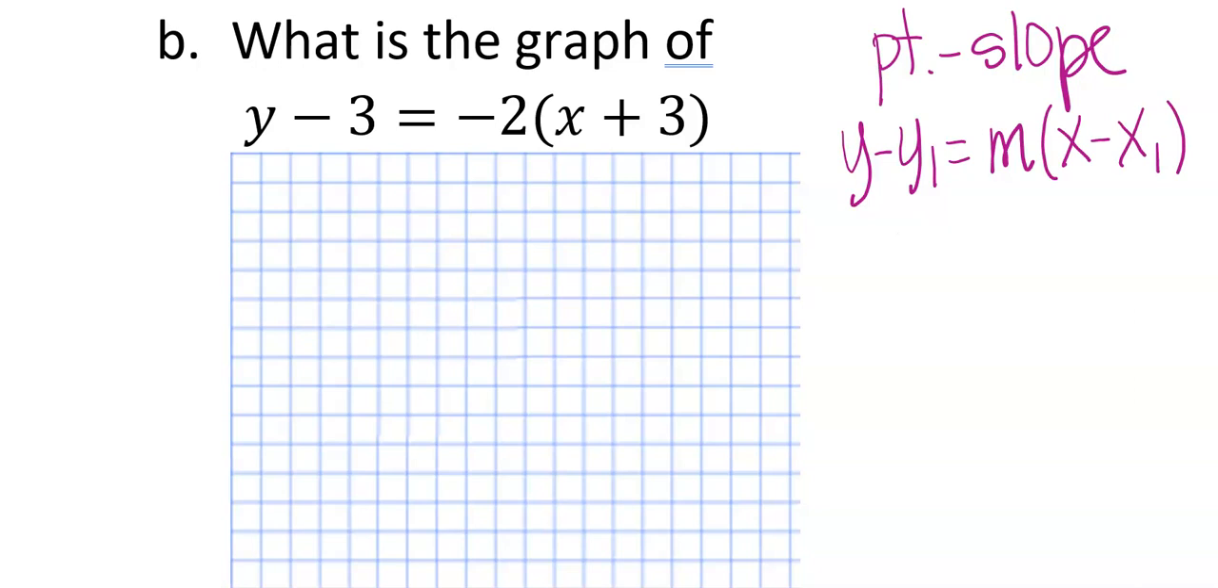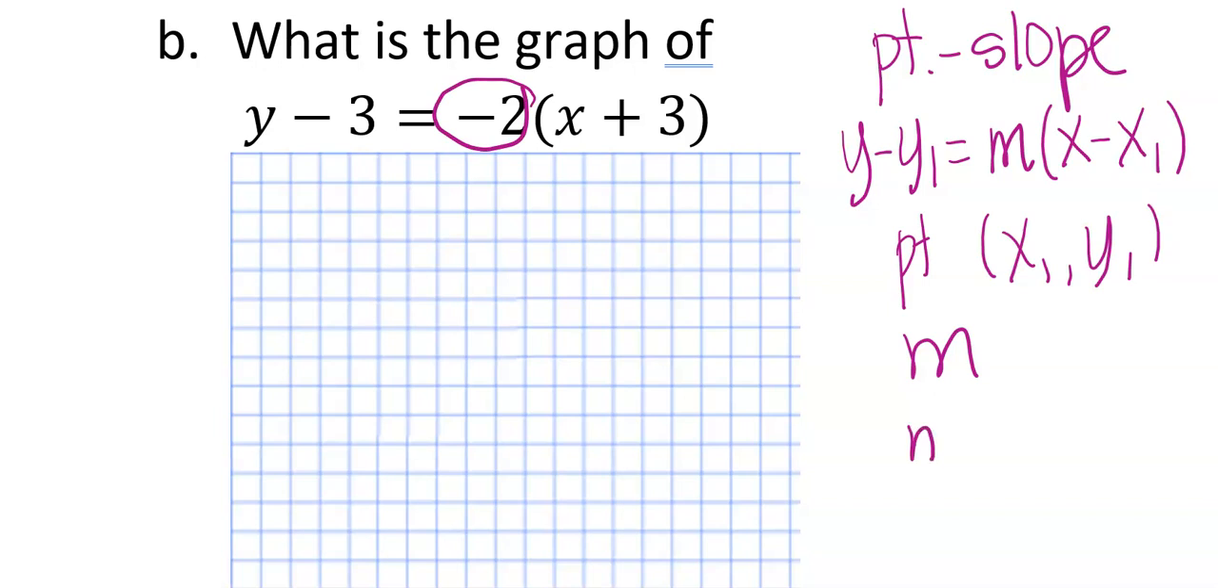So my point is x1, y1. My slope is the m part. So my slope this time is my -2. And my point is what? This is the hardest part about this one. 3, -3. Okay, so 3, -3. Let's see if that's right.